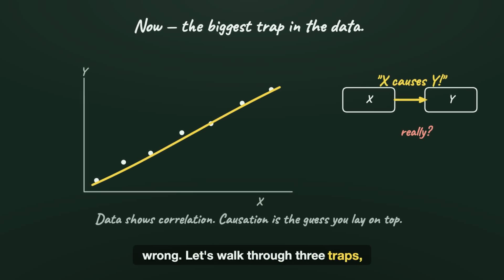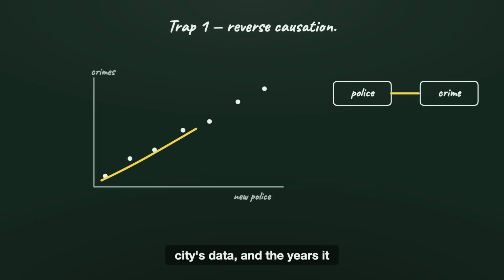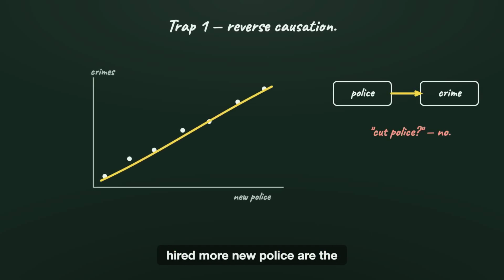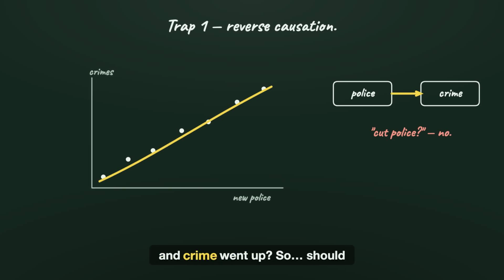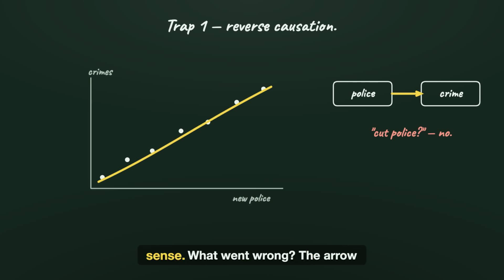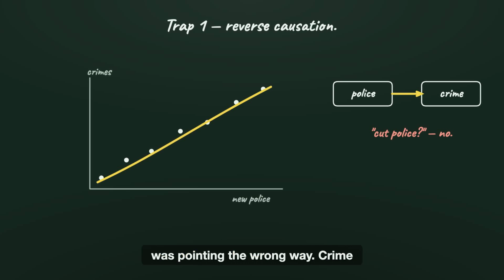Let's walk through 3 traps, one at a time. Trap 1. You look at a city's data, and the years it hired more new police are the years crime was higher too. It trends up. Draw the naive arrow, and you get, we added police and crime went up, so should we cut police? That makes no sense. What went wrong? The arrow was pointing the wrong way. Crime rose first, so the city hired more police. Cause and effect were flipped.